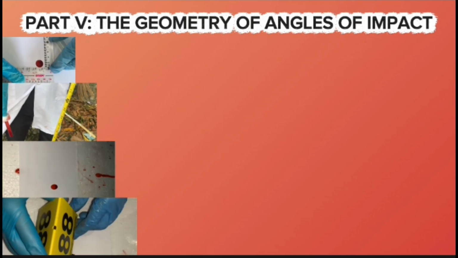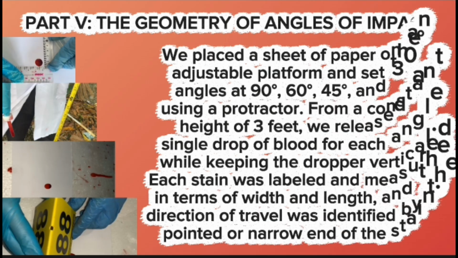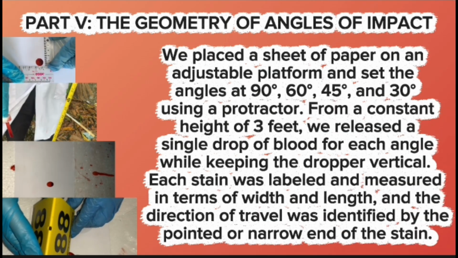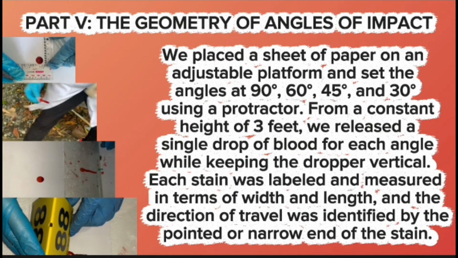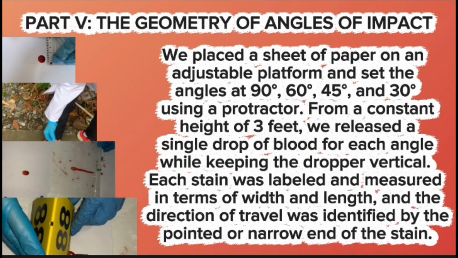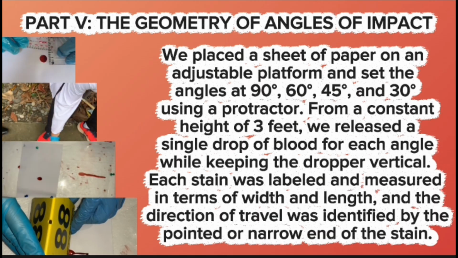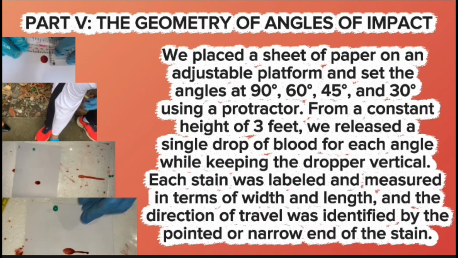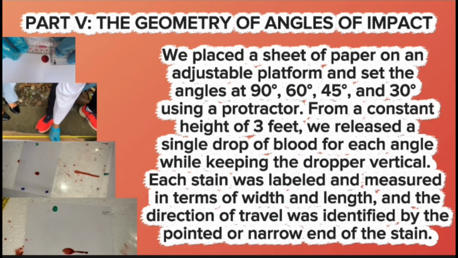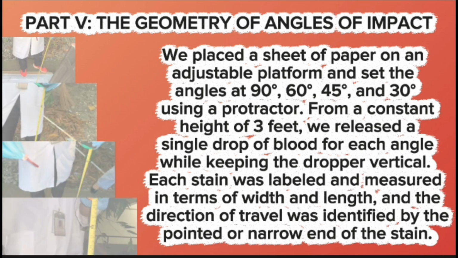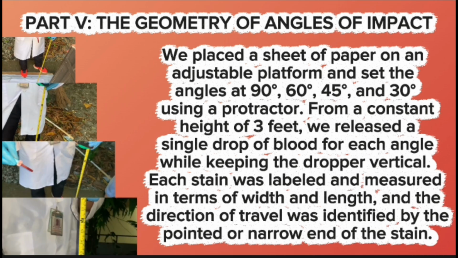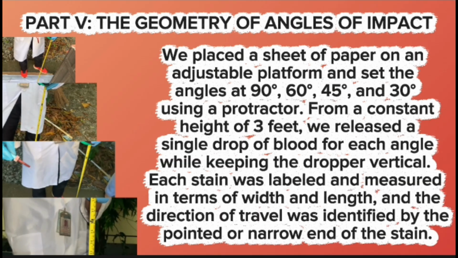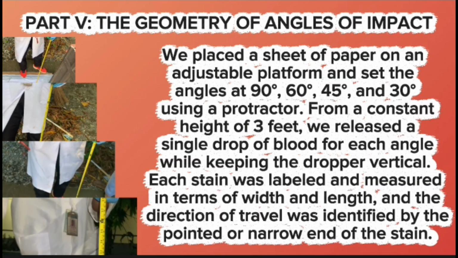We placed a sheet of paper on an adjustable platform and set the angles at 90 degrees, 60 degrees, 45 degrees, and 30 degrees using our protractor. From a constant height of 3 feet, we released a single drop of blood for each angle while keeping the dropper vertical. Each stain was leveled and measured in terms of width and length. The direction of travel was identified by the pointed or narrow end of the stain.